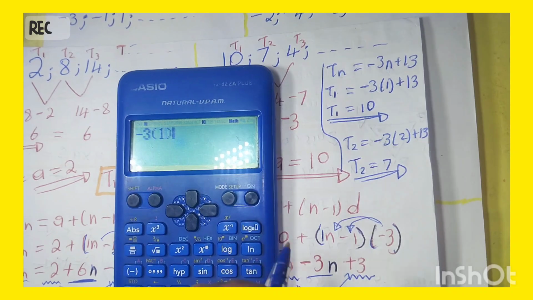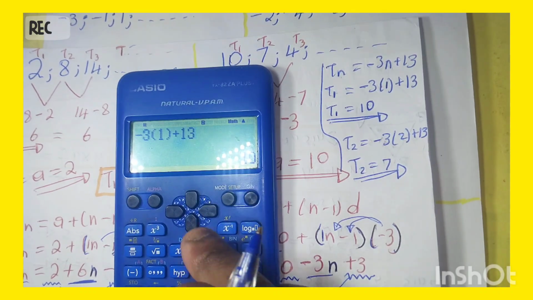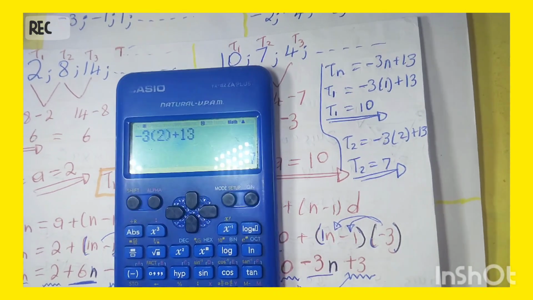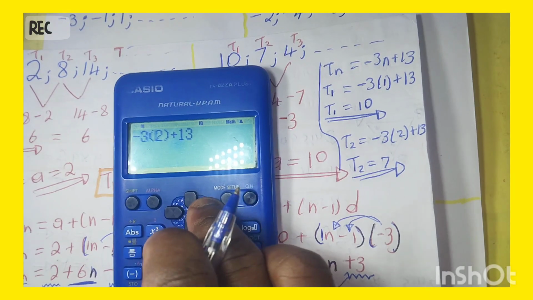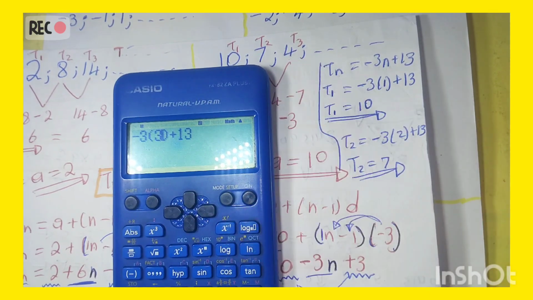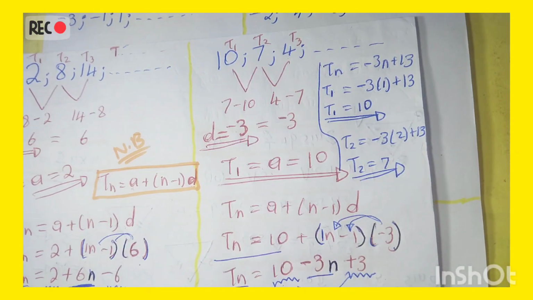Here for term 1 is this. That's 10. Then if now it's 2, that's 7. Then what about if it's 3? If there is 3, it must be 4. Do you see? Yeah, that's what, guys, a general equation does there.